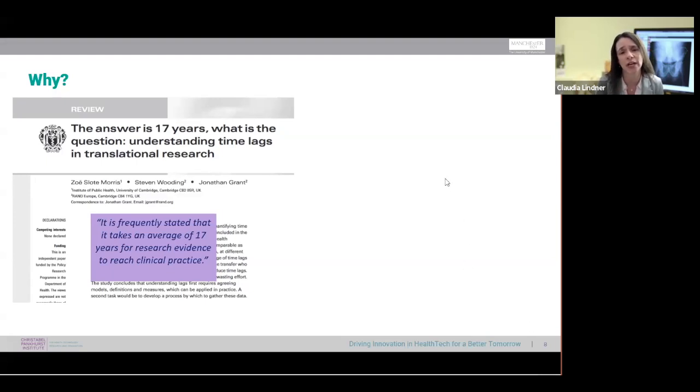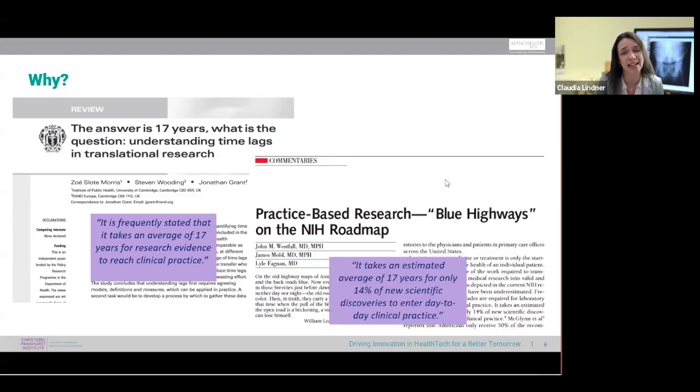And if you look further into this, it's not actually that it's just 17 years, but it's for 14% of those innovations that translation takes place within 17 years. So that means for a large number of innovations, it might take even longer, or for most of them, I would suspect, they probably don't make it into clinical practice at all. And so there's a huge opportunity here to speed up and to increase the translation of health innovations out of the academic environment into a real-world product.